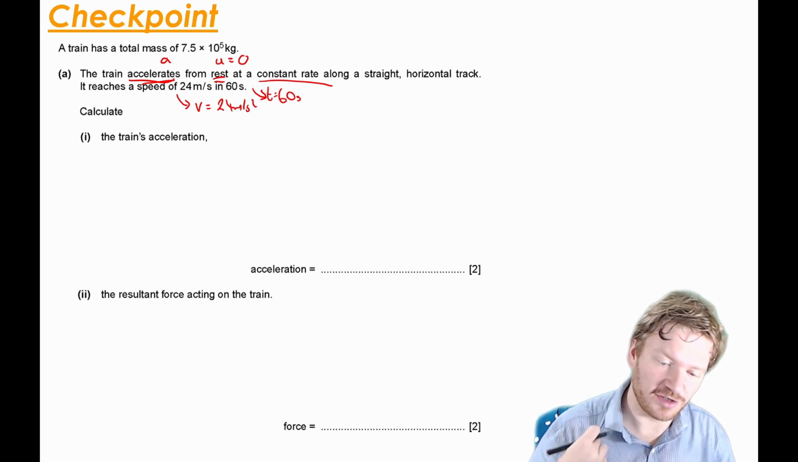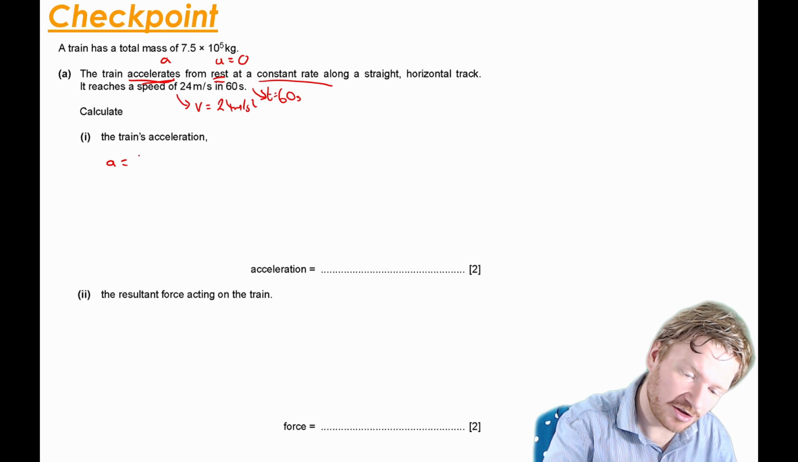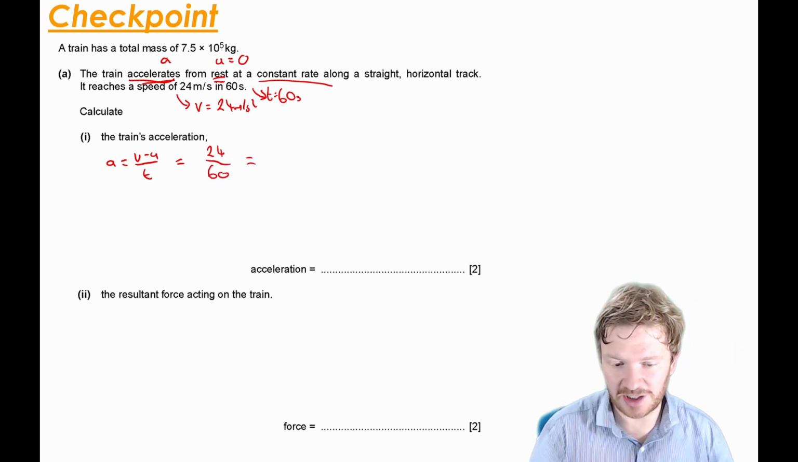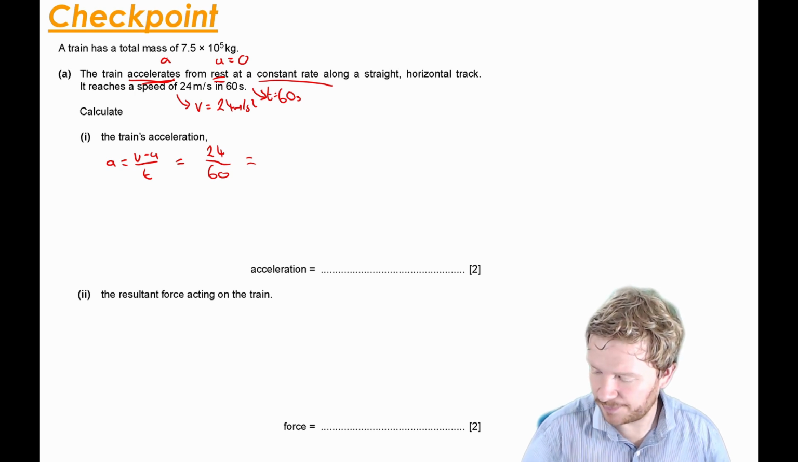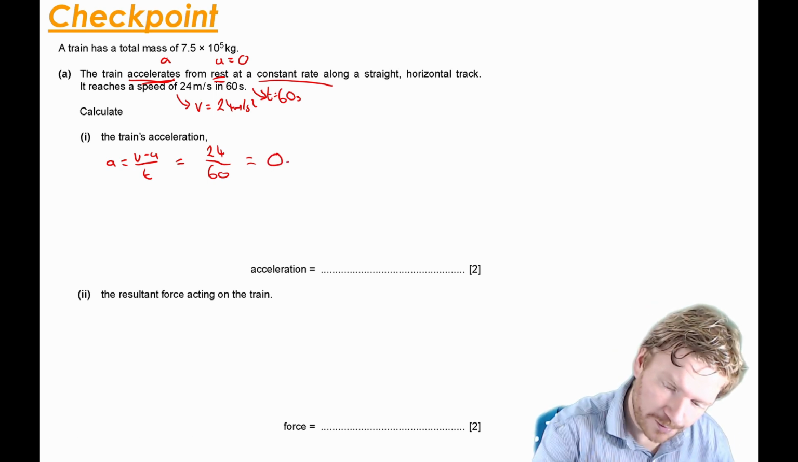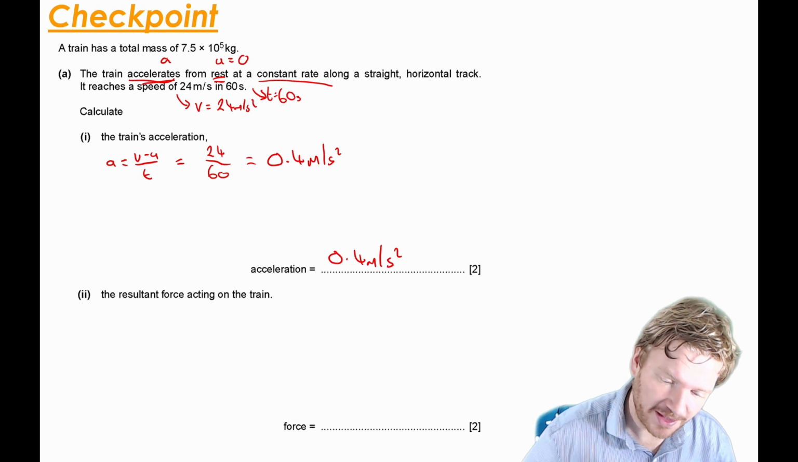So I'm first asked for acceleration. So I need to remember the equation. Acceleration is v minus u over t. My v, so that is equal to 24 divided by 60. And I'm just going to plug that into a calculator because I can't do that in my head. 24 divided by 60 is 0.4. And I must always include units. So that's meters per second squared. And it's always worth just writing it on the line as well, where the examiner expects it.